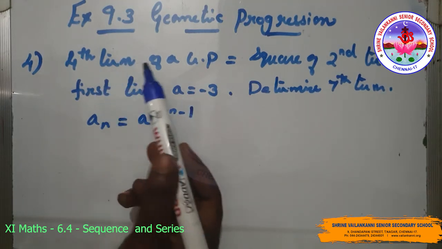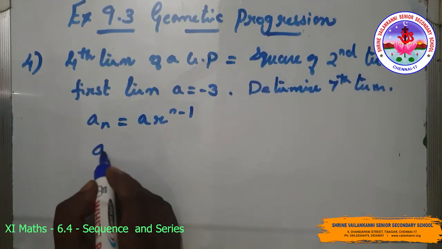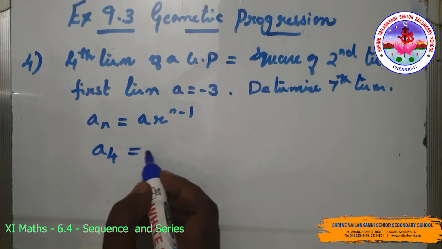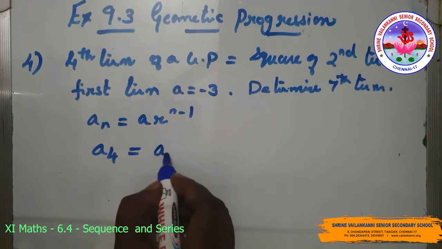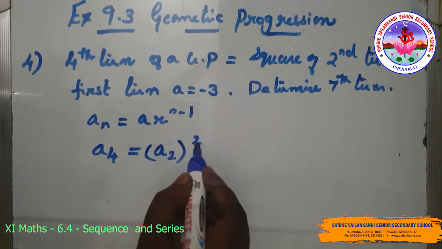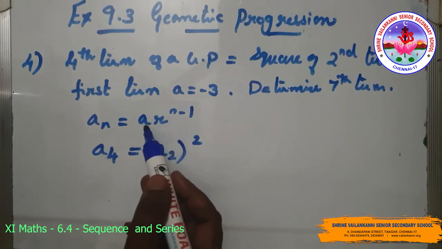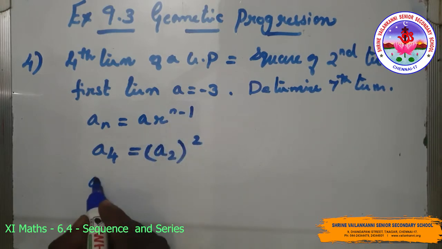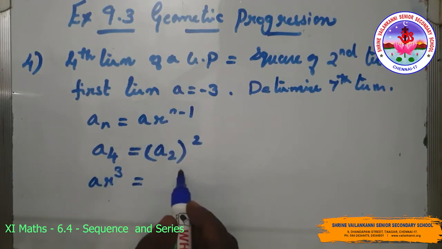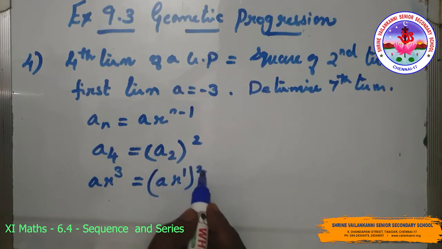It's given that the fourth term of a GP is equal to the square of the second term. That is, a4, the fourth term, is equal to the square of its second term, so a2 whole squared. a4 is a r power 4 minus 1, which is 3, a r cube, which is equal to a2, which is a r power 2 minus 1, which is 1, the whole square.